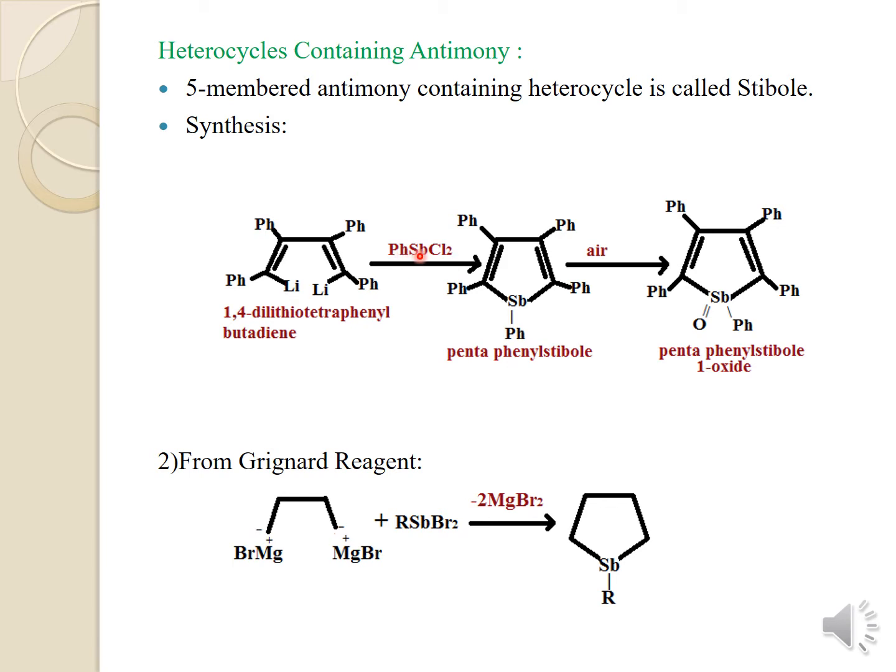Hence when it is treated with dichlorophenyl stibine, Sb is nothing but the symbol for antimony, and in this reagent you call it a stibine. When it is treated with the dichlorophenyl stibine, you get pentaphenyl stibole. With the cleavage of the lithium chlorides, cyclization takes place, and once the cyclization takes place with this reagent, you will get the pentaphenyl stibole.